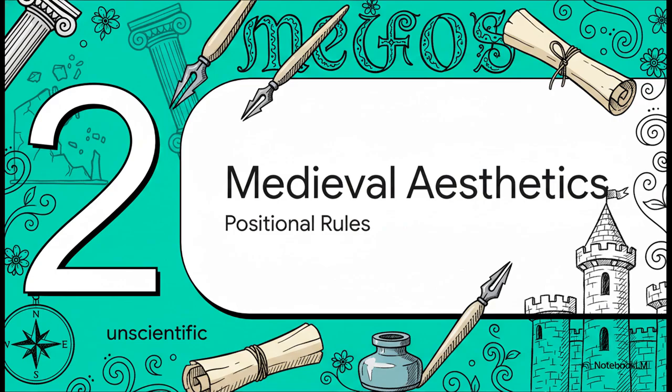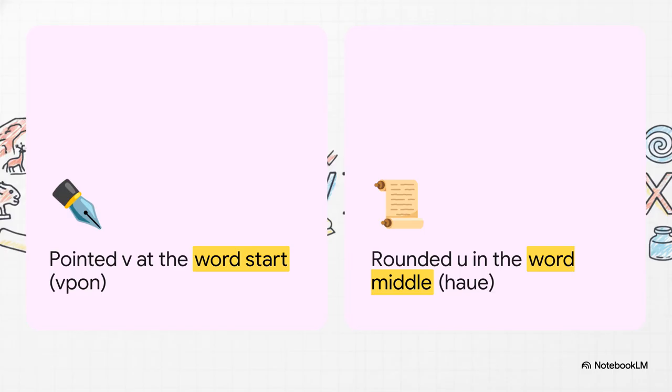Moving right along to Section 2, medieval aesthetics. So the classical system survived the fall of the Roman Empire. But as we enter the Middle Ages, things got surprisingly unscientific. During this era, the difference between writing the U and a V became purely positional and, well, aesthetic for scribes and early printers. They completely ignored how the words actually sounded.